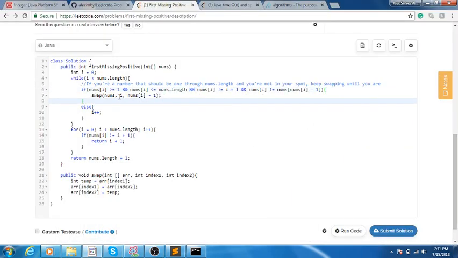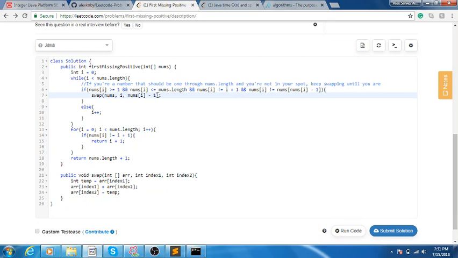So if they're not equal, you'll swap whatever element was at that index with where it should go. So num sub I minus 1 is where it should go. Say you're looking at the first element and it's a 6, so I is 0, which is the first element, so you swap the 0th element with this value, which would be 6 minus 1. So you put it in the 5th index, which is where the 6 should actually go.